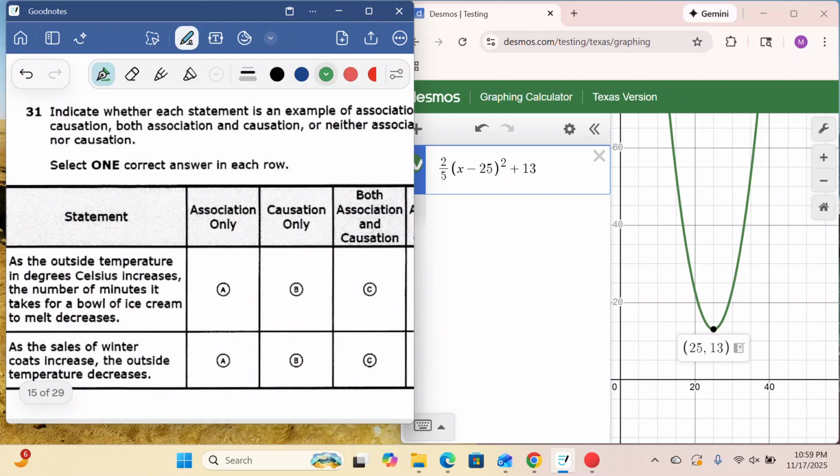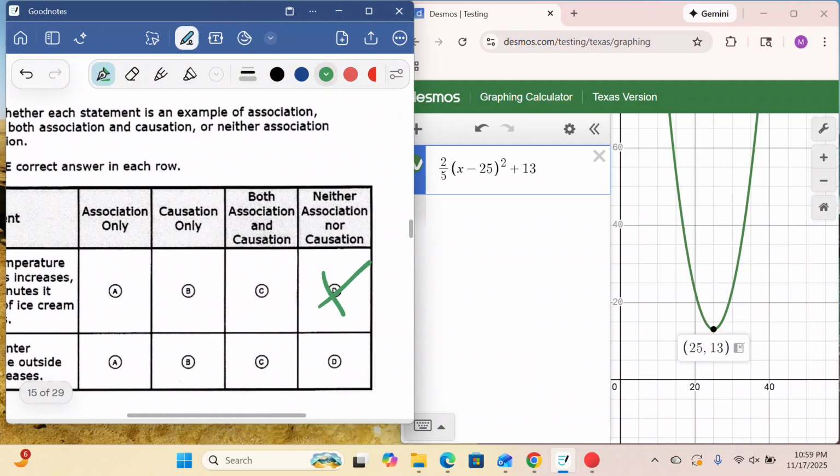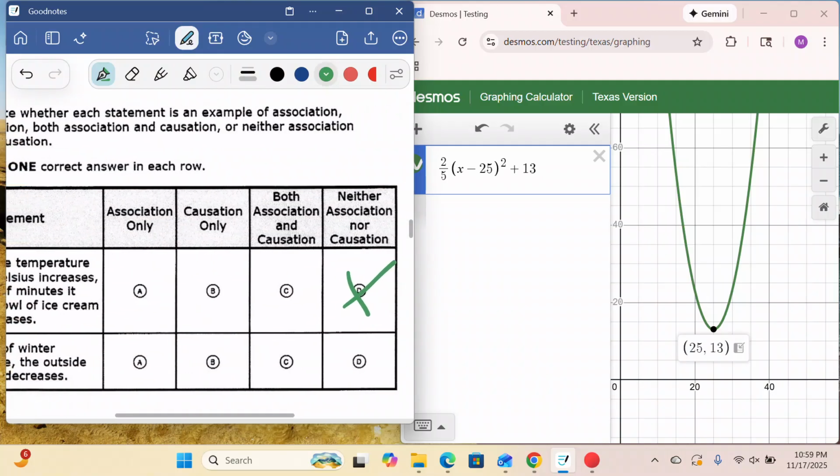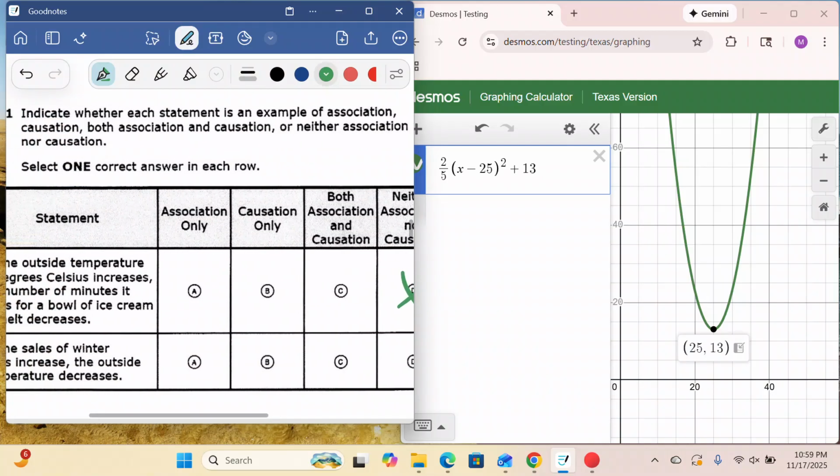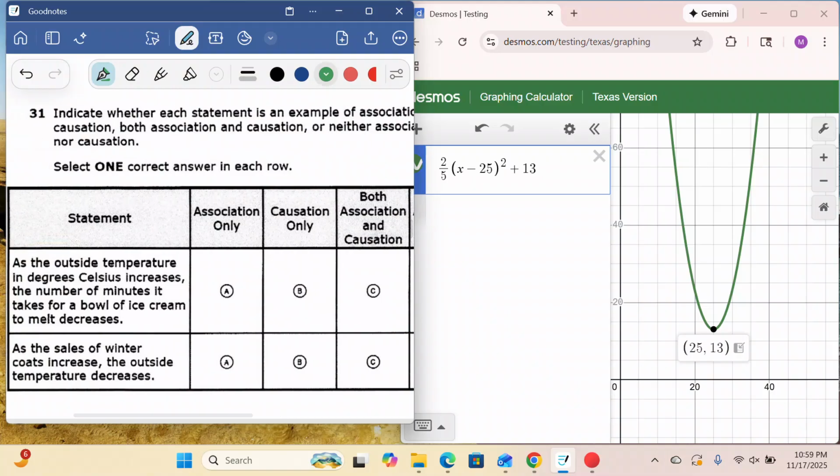So automatically, neither cannot be a right choice. So I got to determine whether it's both association or causation. So if I look at the degrees, if it gets hotter outside, it could melt faster. If it gets colder, it can melt slower. It happens the same whether you're in Texas, Harlingen, South Padre Island, or McAllen, one part of McAllen or another part of McAllen.